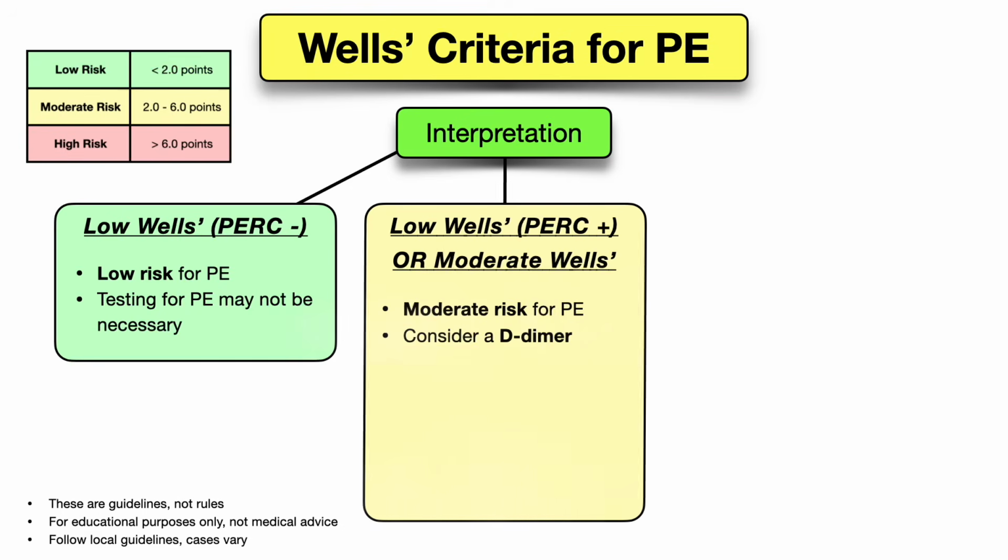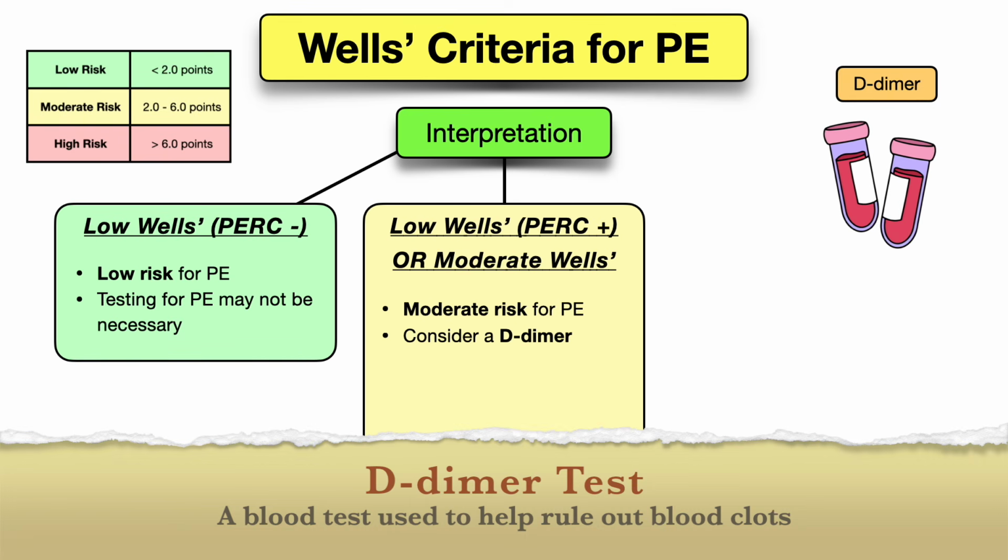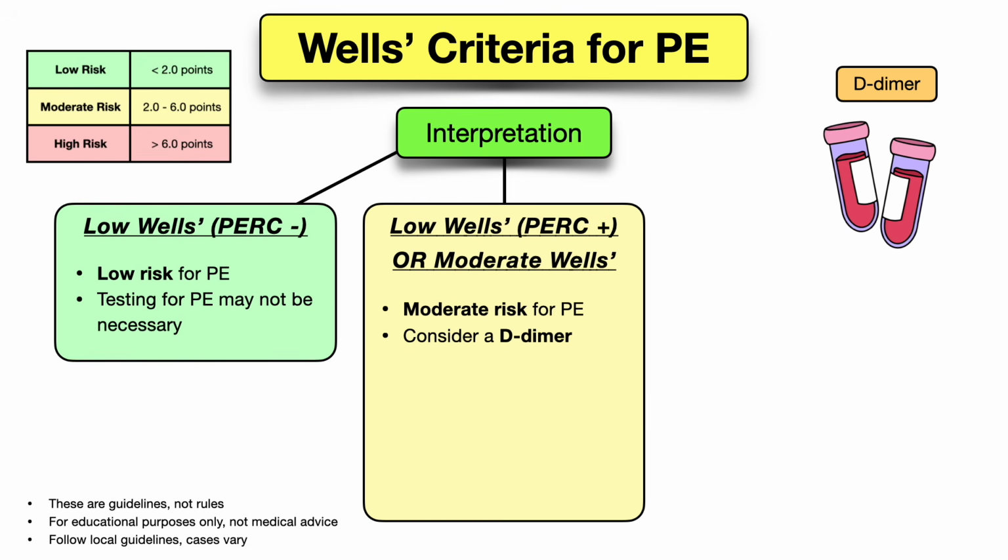You can watch our PERC rule video linked down below to learn more about PERC. If we have a low risk Wells score along with being PERC positive or a moderate risk Wells score, then this means moderate risk for a PE, and a D-dimer test should be considered. A D-dimer is a blood test used to rule out blood clots. It measures protein fragments released when a blood clot dissolves.